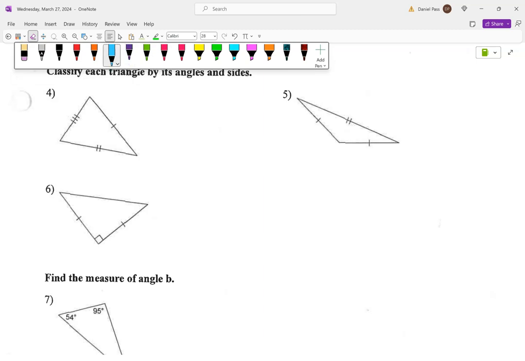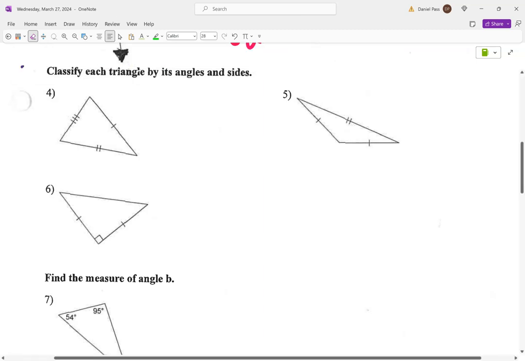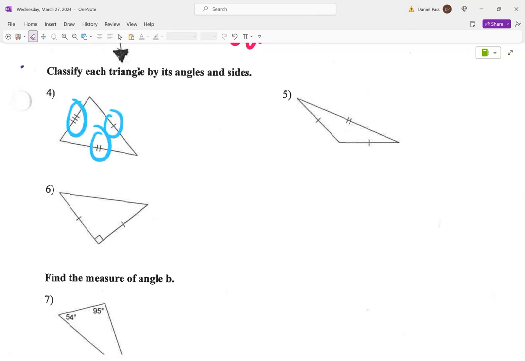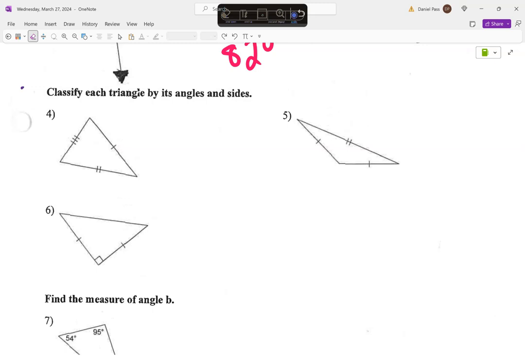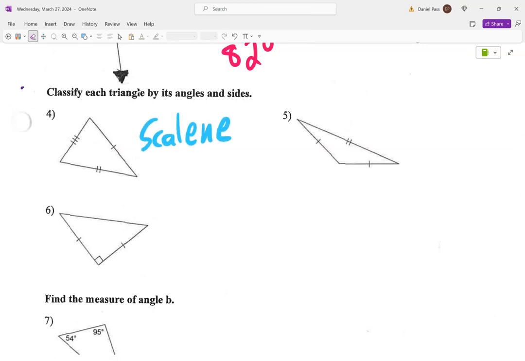So I saw that in number 4, the triangle, the sides were 3 different lengths. Right, since it says 1, 2, 3, that means it's a scalene triangle. Very good, because all the sides are different. Excellent. It's also acute because all of the angles are less than 90. There is no angle that's bigger, and no angle that's right either.